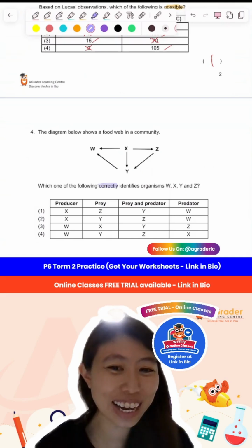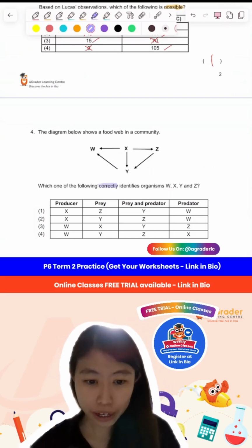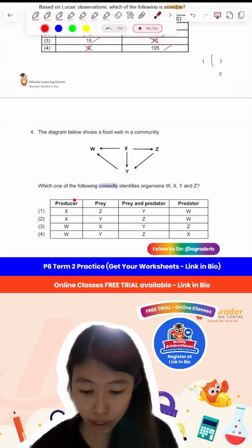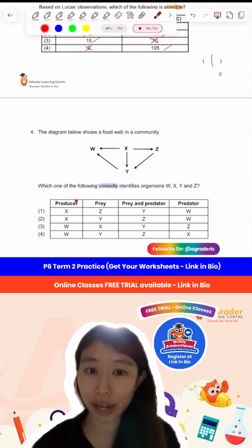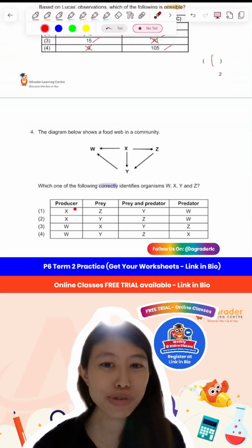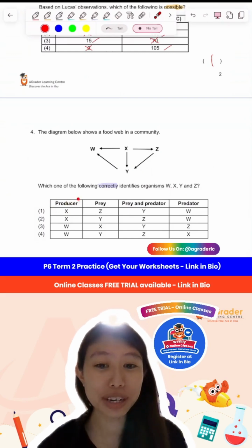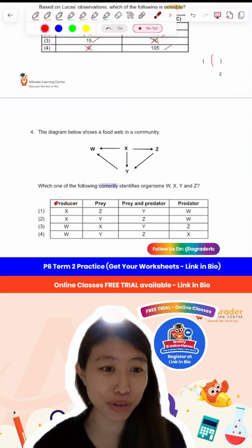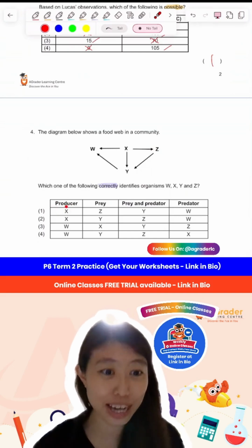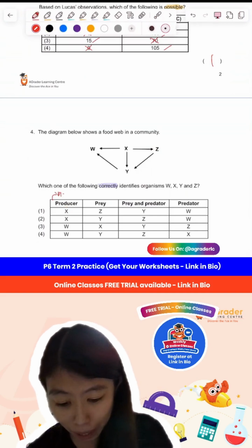Yes, Karina. Now I explain a bit. So always remember, a producer is an organism that produces its own food. I give you a clue. Produce their own food. So what kind of organism is a producer? Grass, okay, grass. Plants, yes. Producers are mainly plants.